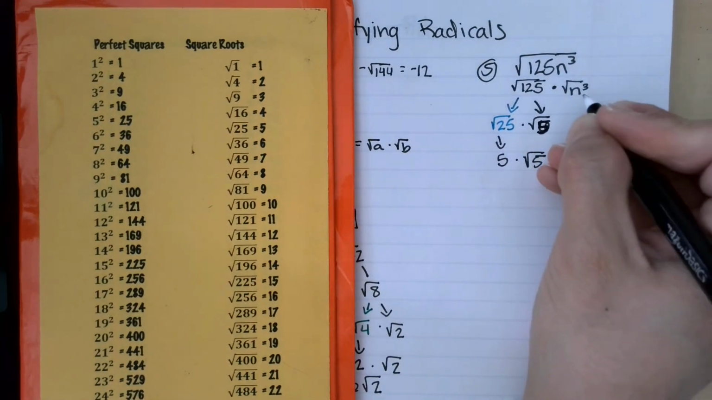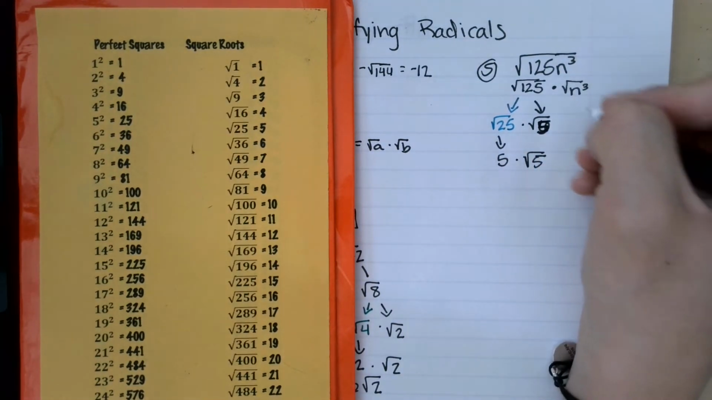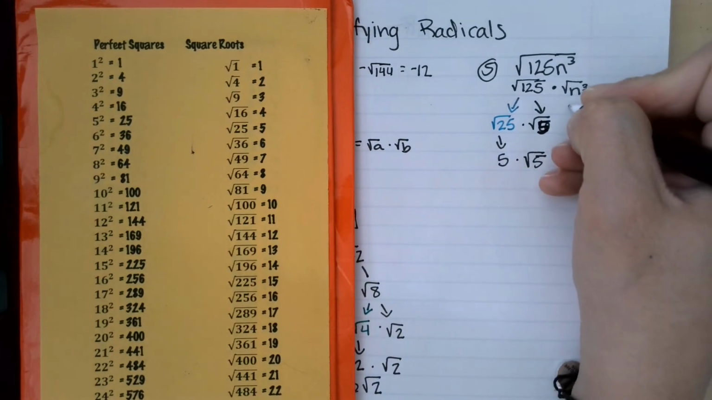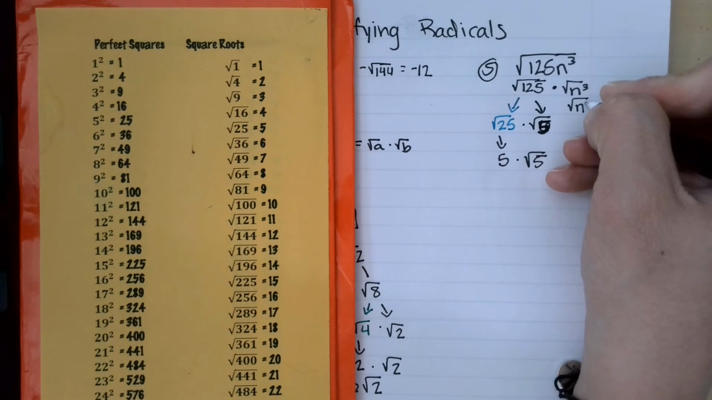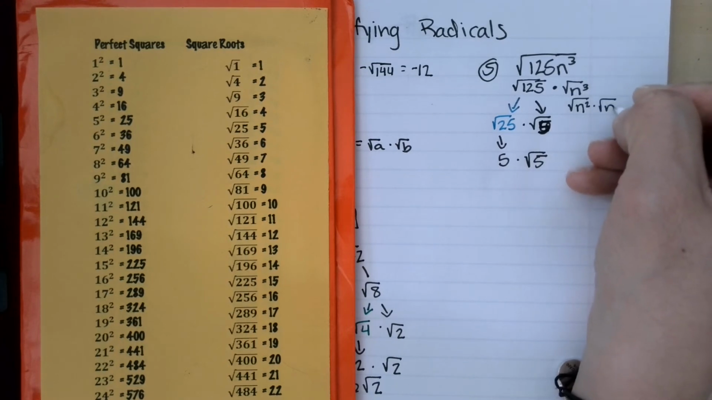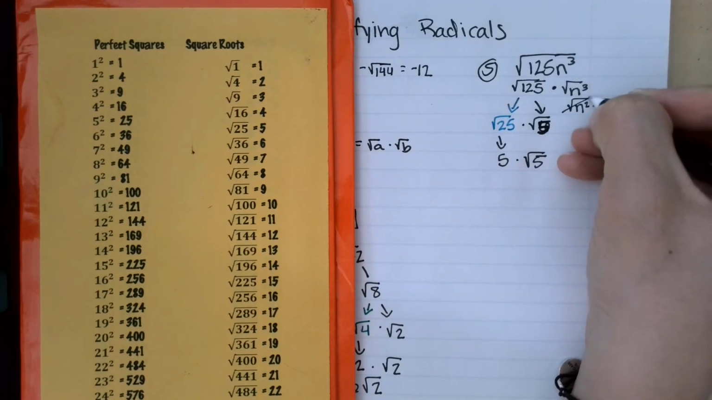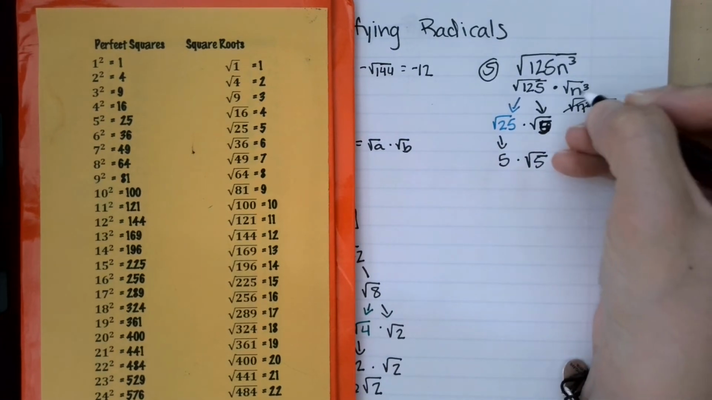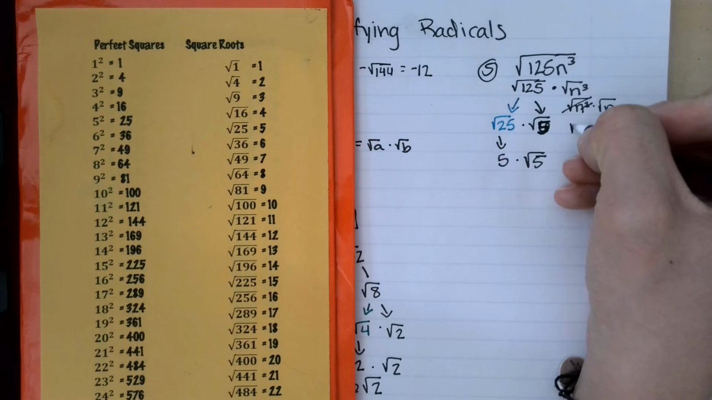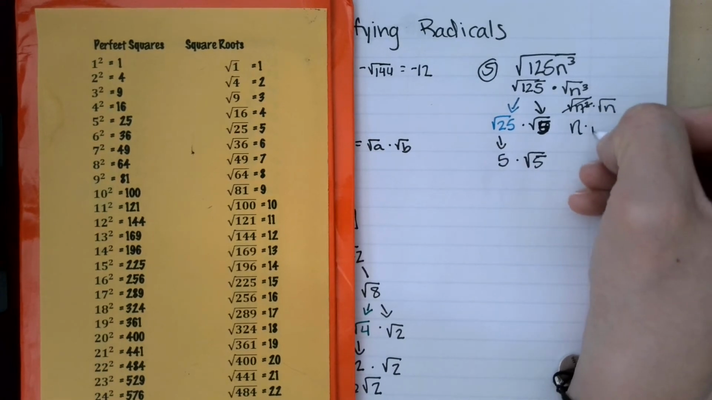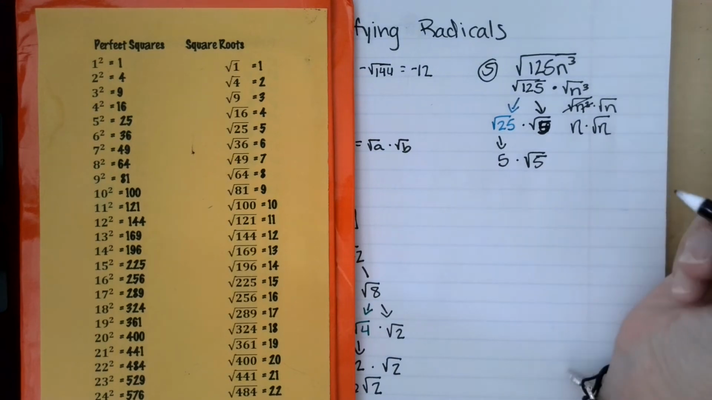What about the variable? So n to the third. I'm going to show you a shortcut, and I'm going to show you the long way in the shortcut. What I can do is break this into n squared times the square root of n. Well, the square root of anything squared, and we've talked about this, will cancel and just leave me the radicand, which is n. The square root of n cannot cancel, so that stays under the radical.